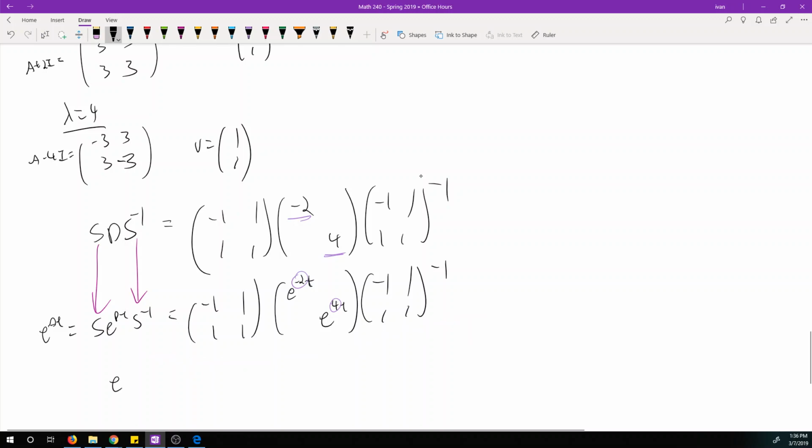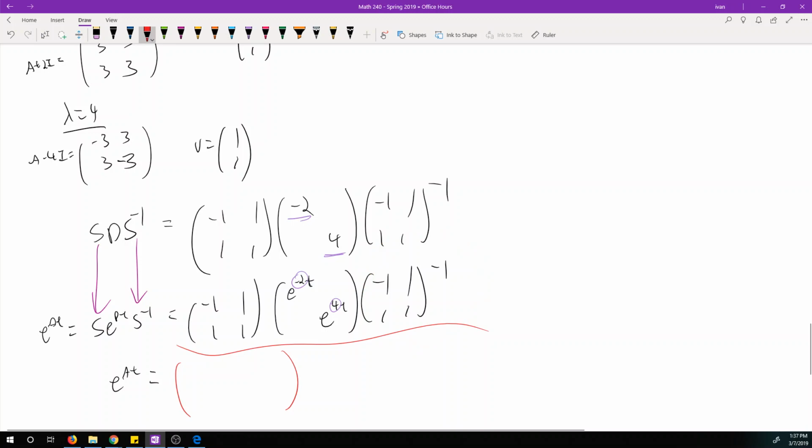All right, so e to the At is equal to whatever this is, and you're just going to have to leave the e to the -2t's and the e to the 4t's in the final answer. So you're going to get some constant times e to the -2t plus some constant times e to the 4t on top, and the same thing on the bottom as well. So you have to find this inverse matrix, and then you have to multiply it all out.